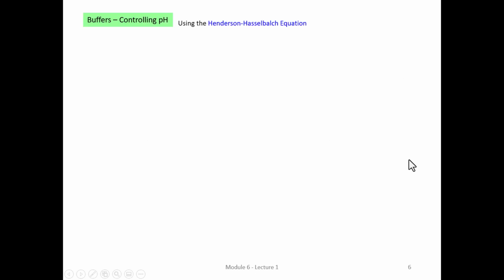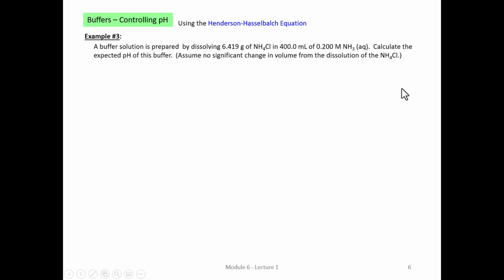Let's do one more example of the actual calculation using the Henderson-Hasselbalch. Suppose we prepared a buffer by taking 6.419 grams of ammonium chloride and dissolving it straight into 400 milliliters of 0.2 molar aqueous ammonia. We're going to assume that there's no significant change in volume from dissolving this much ammonium chloride. So we have 400 milliliters of solution. We want to calculate the expected pH of this buffer.